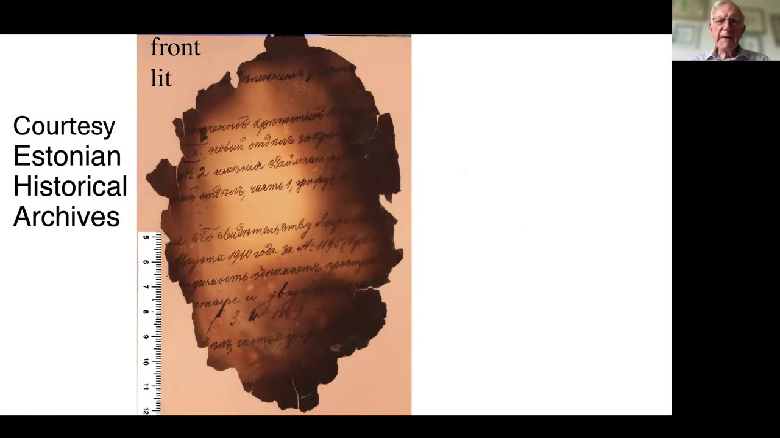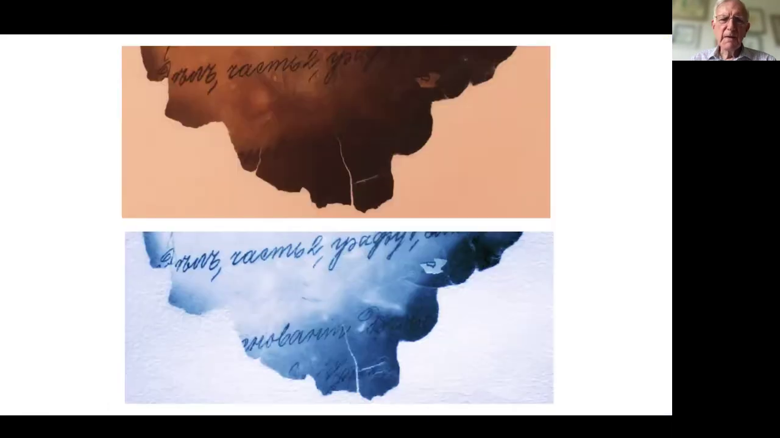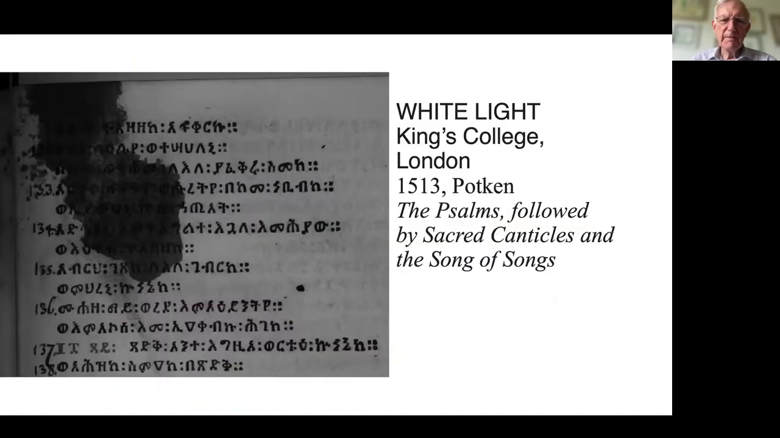Here is a piece of badly burned paper from the Estonian Historical Archives, taken with white lighting on the front of it. Here is the same piece of paper with infrared light illuminating it. It can be clearly seen that some of the text which would otherwise be hidden is now easily read.